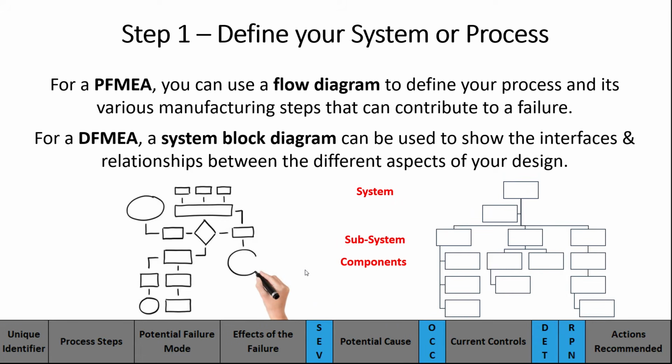If you're doing a DFMEA, you can use something like a system block diagram to visually show all of the interfaces and relationships between the different components and subsystems in your design. So you can see it here, right? We've got our components, we've got maybe a subsystem, and then we've got the entire system of our product. Again, I recommend you try to narrow the scope as tightly as possible just to make the process a little easier and a little simpler. If you blow out the scope, people can get burnt out and then the process fails. So again, if you can, try to limit the scope as best as possible.